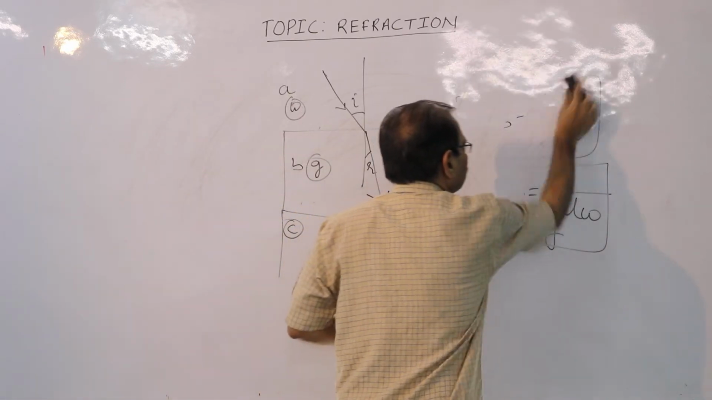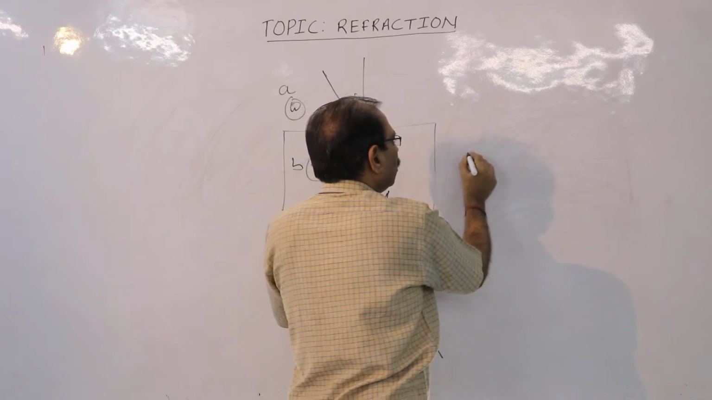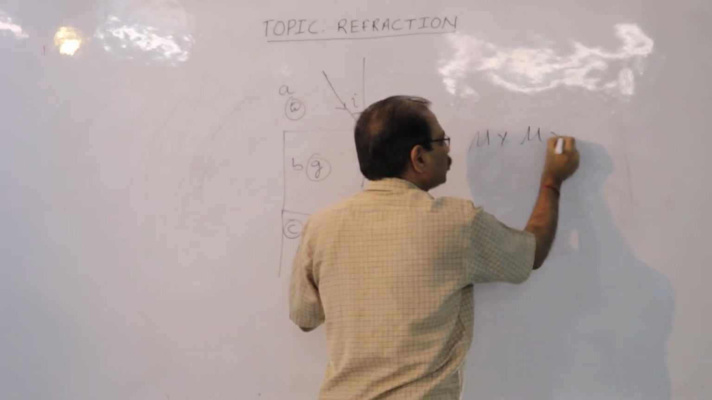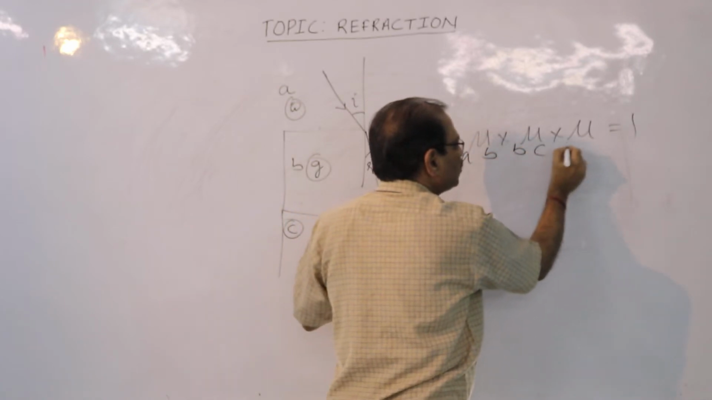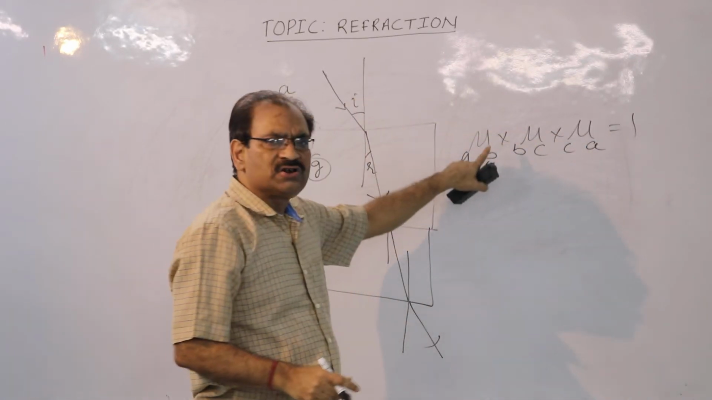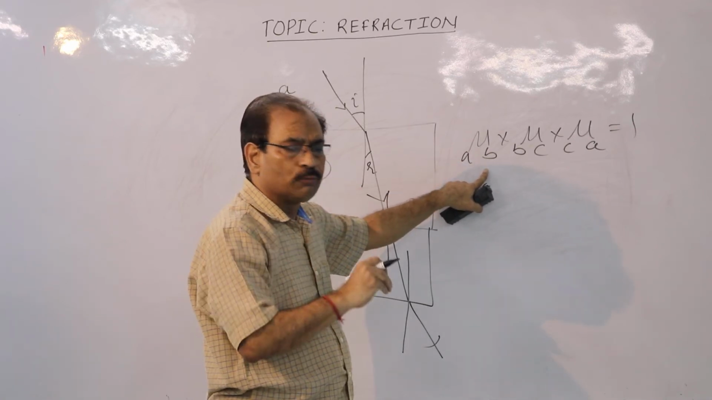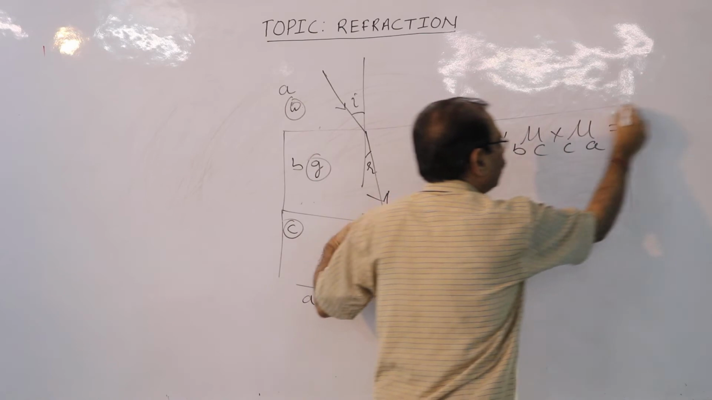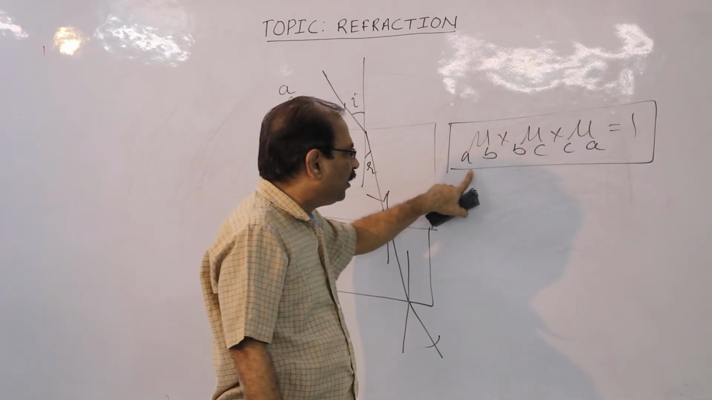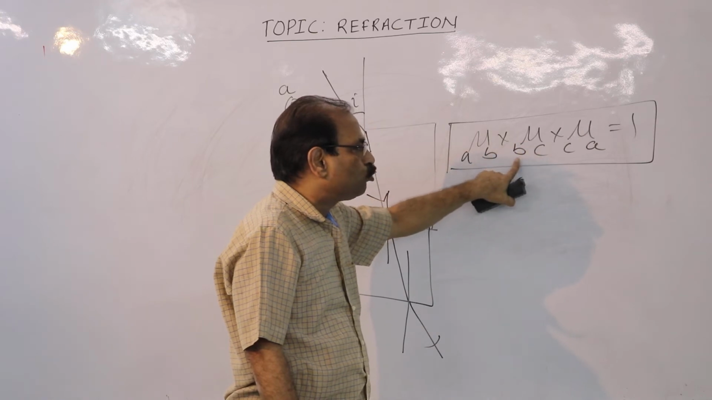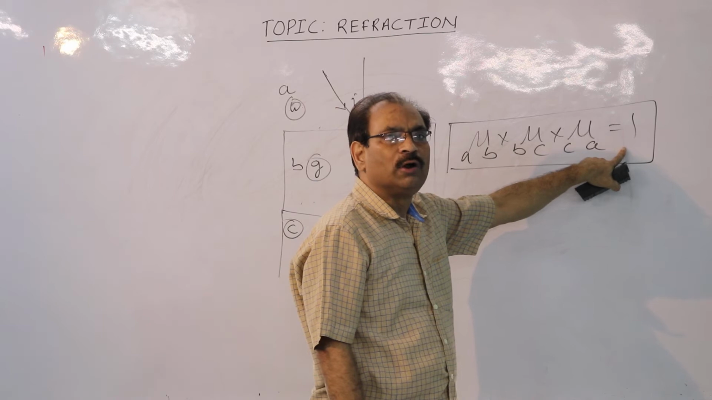I write here, this is mu 3 times, you just write down mu is equal to 1. It is AB, BC and CA. So this is for the sake of your convenience, you can comfortably learn this formula. If I write in this manner, this is the mu of B with respect to A, this is mu of C with respect to B, this is mu of A with respect to C, is always equal to 1.